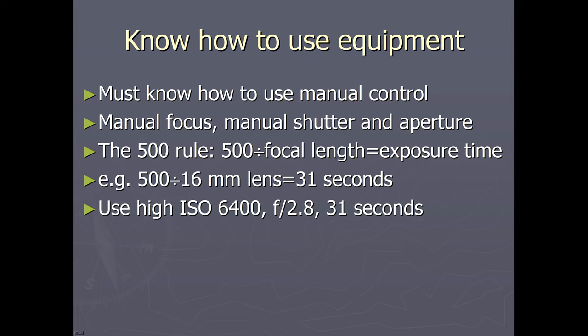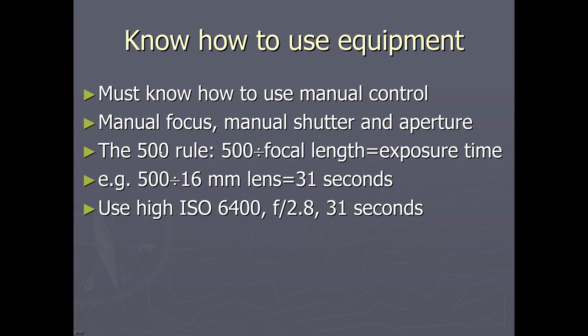But anyway, one thing you should remember is the 500 rule. The 500 rule goes like this. You use 500 divided by the focal length to get your exposure time. So for example, if you are using a 16 millimeter lens, divide 500 by 16, then you get 31. Well, I guess if you set it to 30 seconds, that would be a good exposure time.